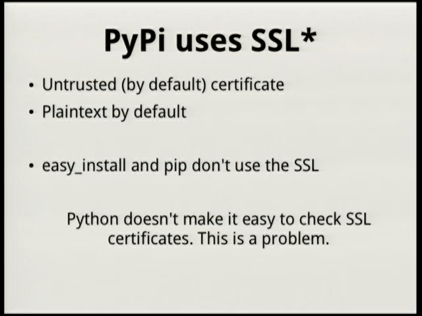Again, if you just click through, someone on your local network can trivially listen to what's going on when you're browsing around the site. Easy install and pip don't even bother to use the SSL. They just ask for the plain text pages, and they believe what they get back. The bigger problem here is that the basic Python standard library doesn't make it easy to do these things. It doesn't make it easy to do the right thing.